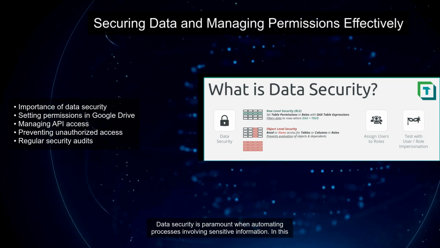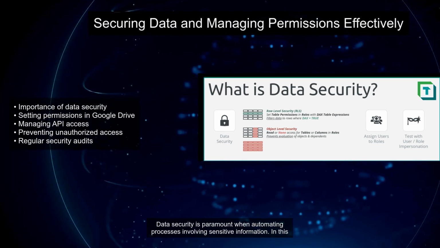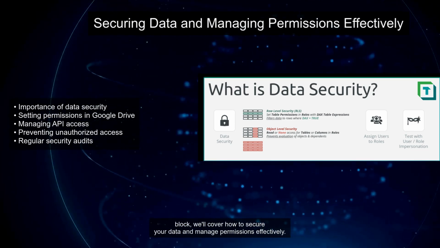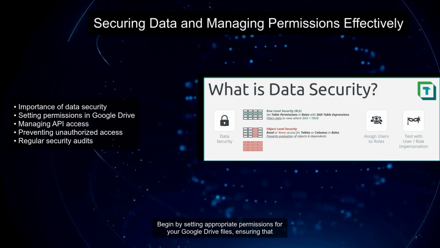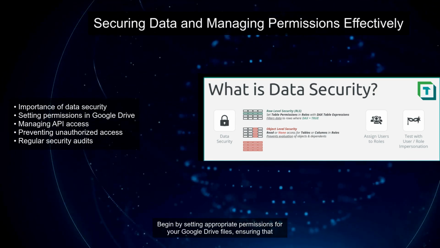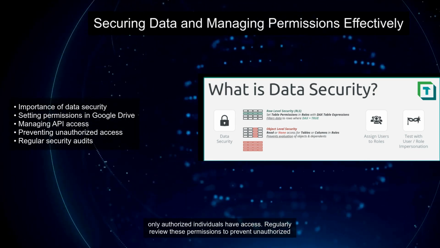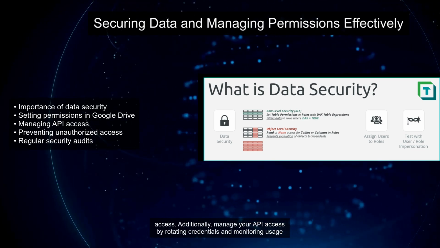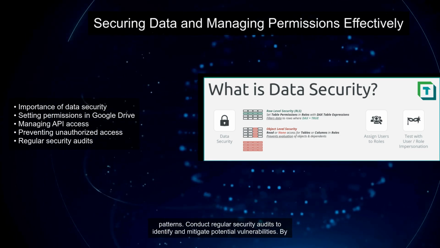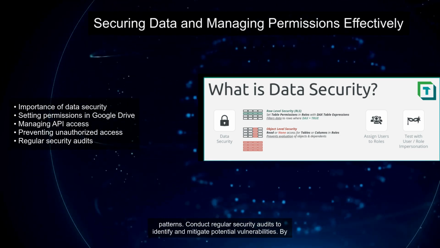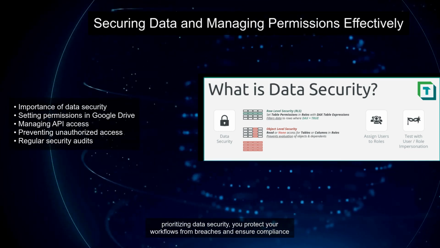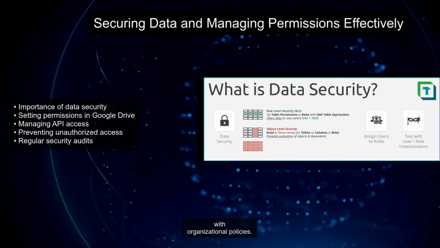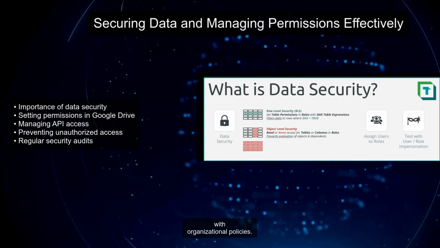Data security is paramount when automating processes involving sensitive information. In this block, we'll cover how to secure your data and manage permissions effectively. Begin by setting appropriate permissions for your Google Drive files, ensuring that only authorized individuals have access. Regularly review these permissions to prevent unauthorized access. Additionally, manage your API access by rotating credentials and monitoring usage patterns. Conduct regular security audits to identify and mitigate potential vulnerabilities. By prioritizing data security, you protect your workflows from breaches and ensure compliance with organizational policies.